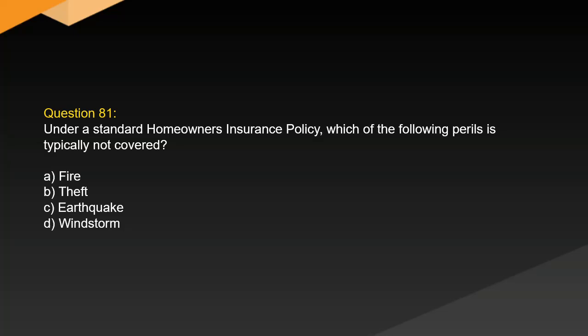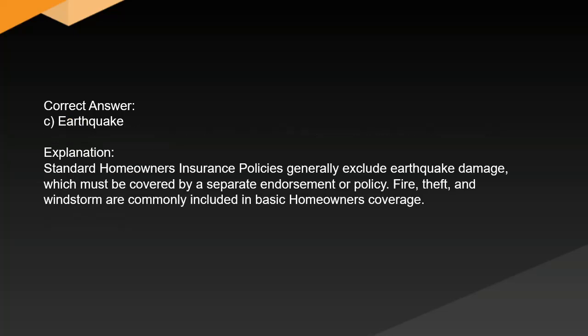Question 81. Under a standard homeowner's insurance policy, which of the following perils is typically not covered? A. Fire. B. Theft. C. Earthquake. D. Windstorm. Correct answer. C. Earthquake.